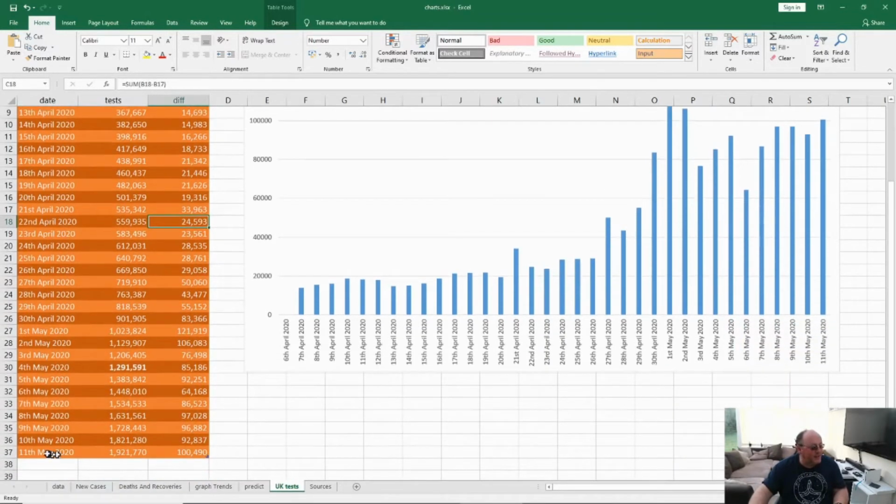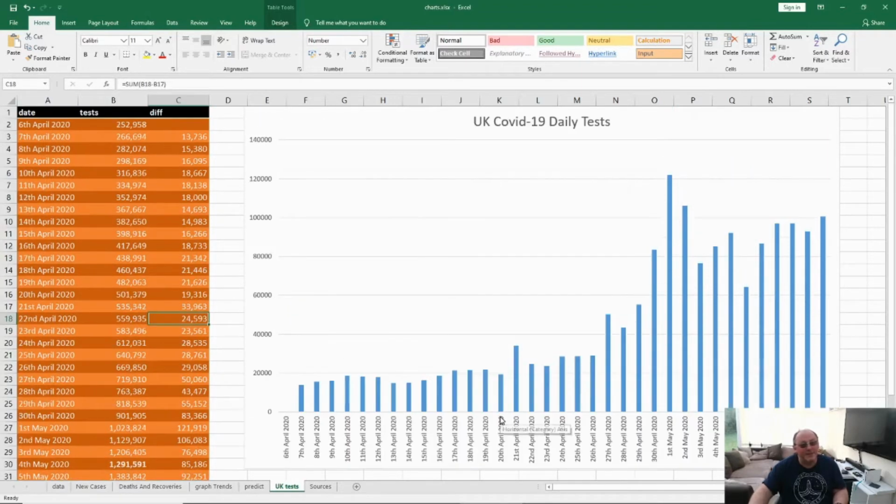Interestingly enough, today, 11th of May, it was 100,490. Now, what's really interesting, that's the 11th of May, so by the end of this month, they promised it's going to go up to 200,000 a day. Will they make it? Will they not? I probably don't think that they will. But after saying that, it's a lot better than the 100,000, probably getting about 168,000 a day. There's a lot of people.